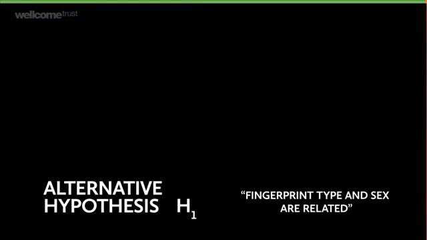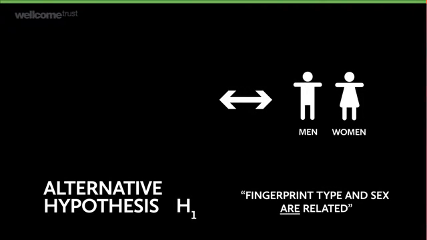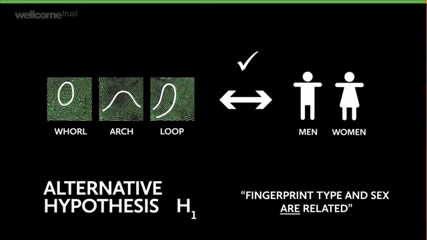The second hypothesis is the alternate hypothesis. This is the other possibility, that men and women do tend to have different fingerprint types. In this case, we would say there is an association between a person's fingerprint type and a person's sex.